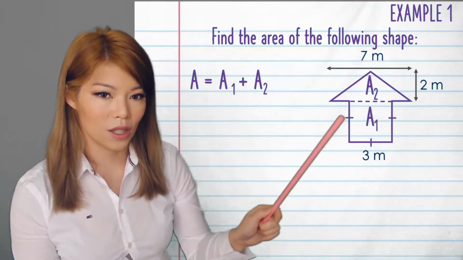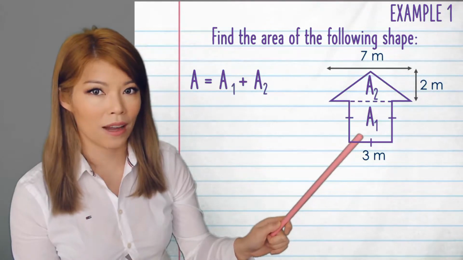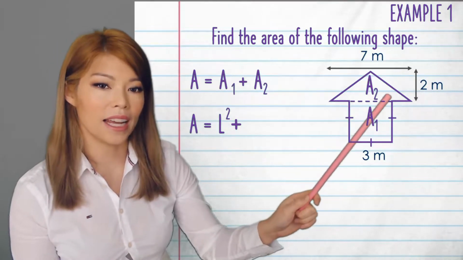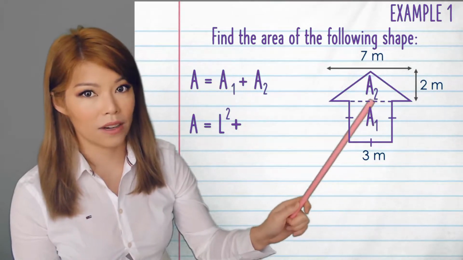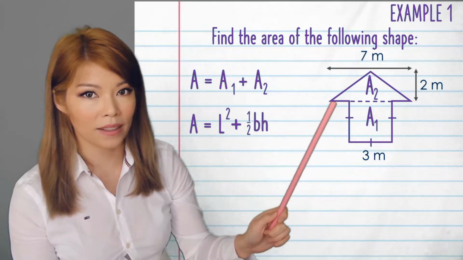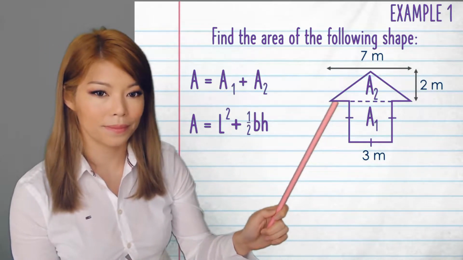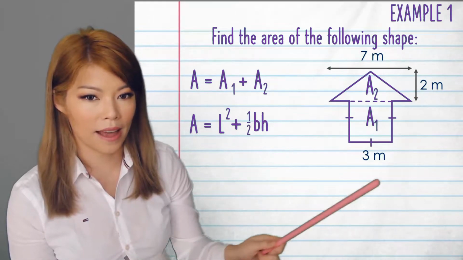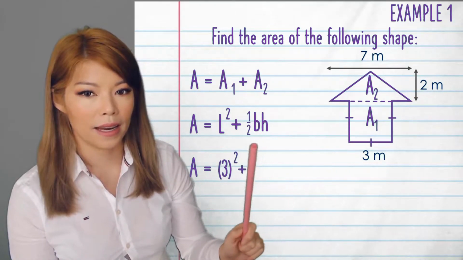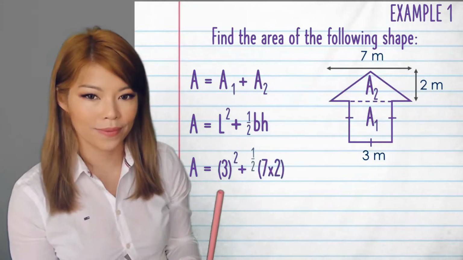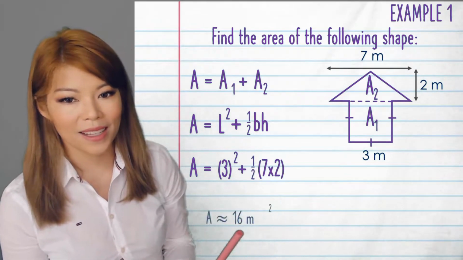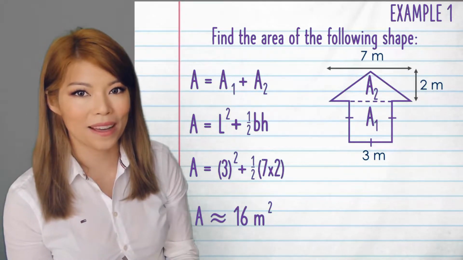A1 is a square, so the area for that will be L squared. And A2 is a triangle, and the area of a triangle is half height times base, or half base times height. So now we can plug in the numbers. L is 3, and B and H are 7 and 2. So put that into the calculator and we get 16 meters squared.